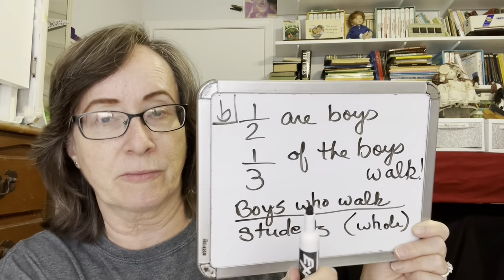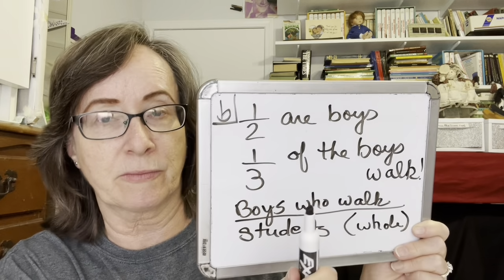So we have 1/2 are boys, and 1/3 of those 1/2. So we're going to have times 1/3. Okay, so remember, of is always multiplication. So 1/2 times 1/3. 1 times 1 is 1. 2 times 3 is 6. The boys that walk are 1/6 of the whole student body. That was pretty easy, wasn't it? Sometimes it's just hard to interpret the problem.